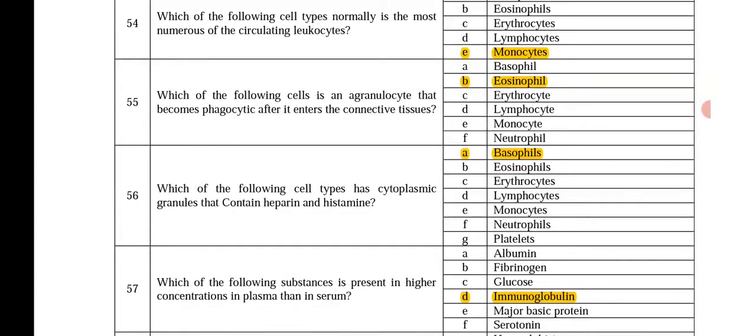Which of the following cell type is the most numerous of circulating leukocytes? Monocytes. Which of the following is an agranulocyte that becomes phagocyte after it enters the connective tissue? Eosinophil. It's false. Which of the following cell is an agranulocyte? Basophil, eosinophil, and neutrophils. They are granulocytes.